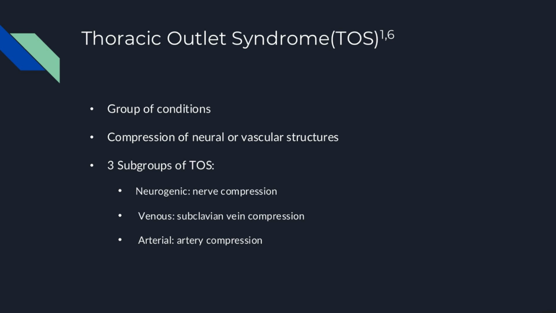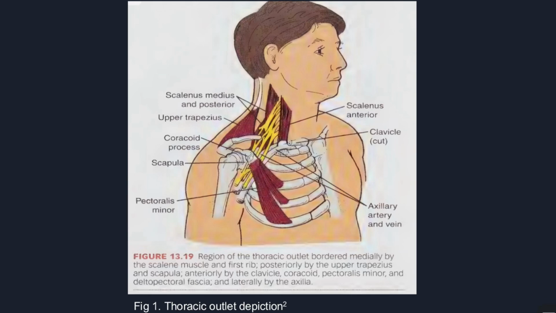Venous TOS is the compression of the subclavian vein by structures making up the costoclavicular junction. Venous TOS represents 4% of TOS cases and is mostly present in men. Arterial TOS, which is compression due to the abnormal bony or ligamented structures at the thoracic outlet region, is usually the least common. And this is a depiction of the thoracic outlet and the structures that surround it.